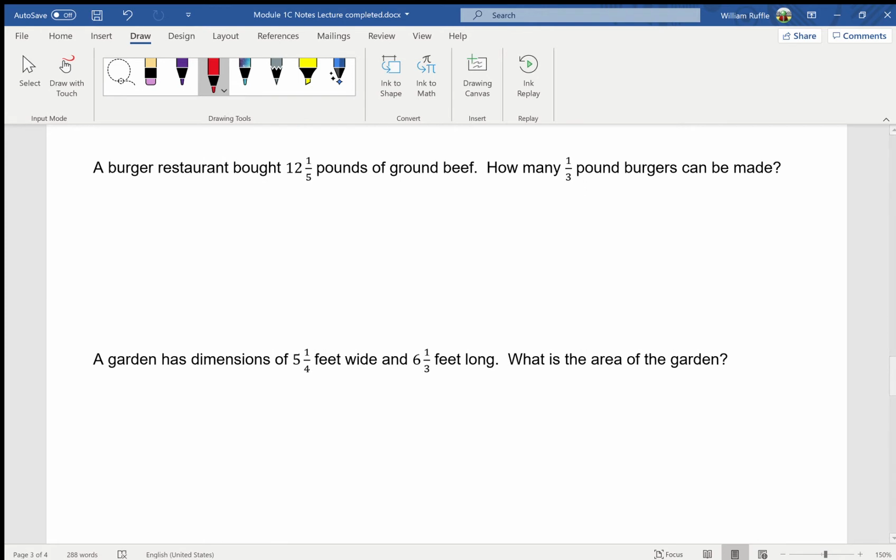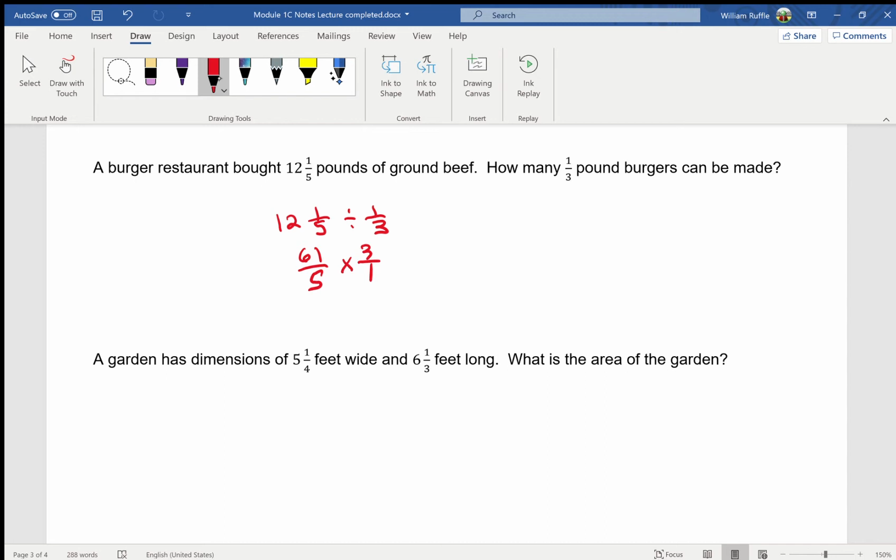A burger restaurant basically went to a store like Costco and bought a giant thing of ground beef, 12 1/5 pounds. And then they split it into 1/3 pound burgers so they could grill them. So we're taking 12 1/5 and splitting it into 1/3 size. Again, we're dividing mixed numbers, so I got to change this to improper first. 5 times 12 is 60, plus 1, that's 61 over 5. And now this is just a regular fraction, so I can flip it right away.